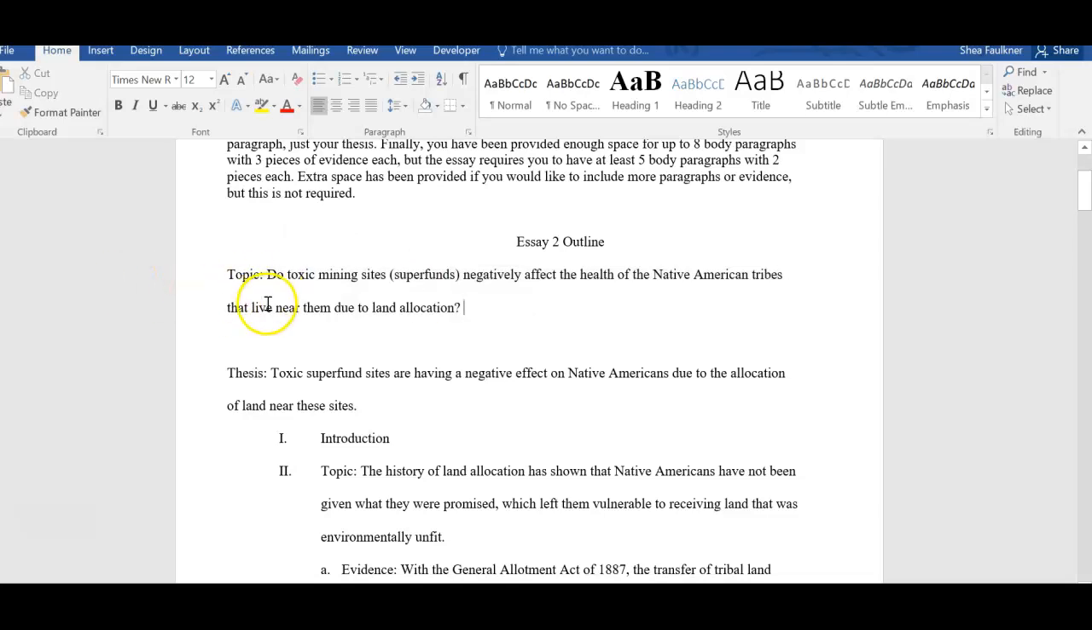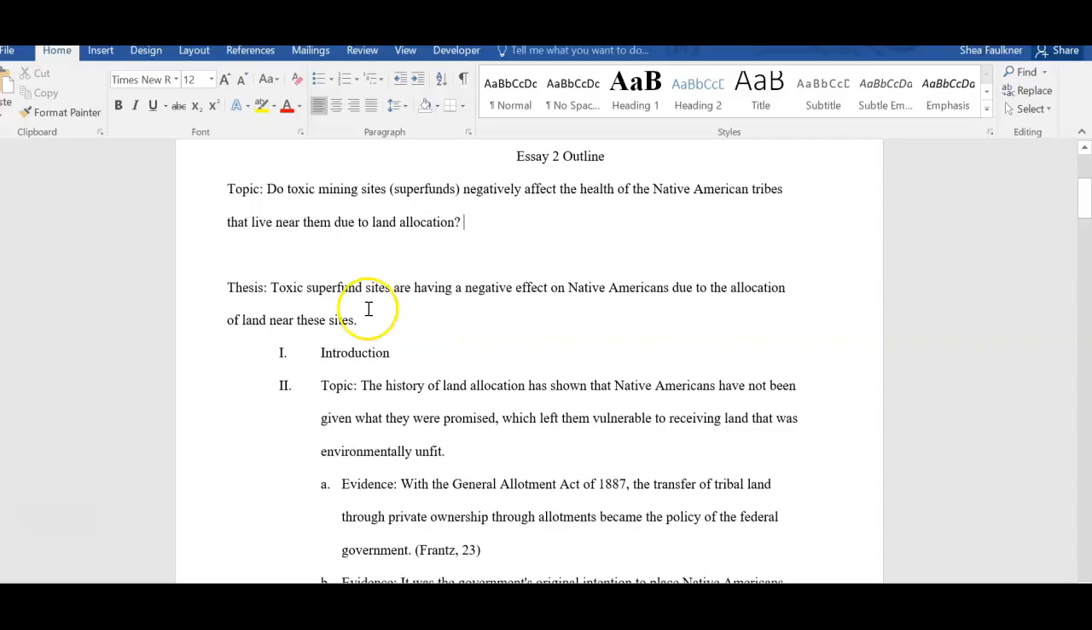Then you'll notice his research question says, do toxic mining sites negatively affect the health of the Native American tribes that live near them due to land allocation? His thesis says, toxic Superfund sites are having a negative effect on Native Americans due to the allocation of land near these sites. It is answering the question, basically saying yes.